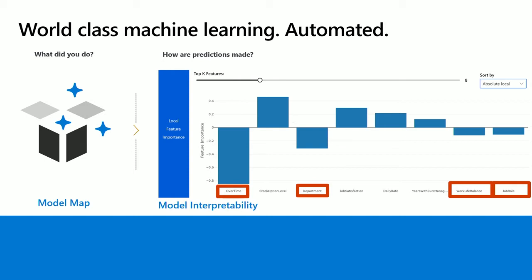Pulling down, we can see that the top contributing factors are overtime, department, work-life balance, and job role. So perhaps for this specific person, we could adjust and make sure that their workload is right for them, maybe see that the department they're in is the right one for them, and perhaps retain that employee in our company.